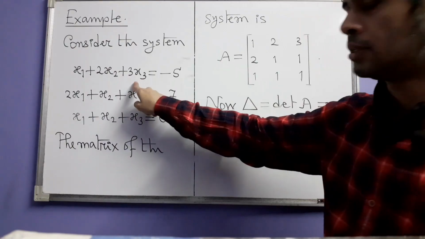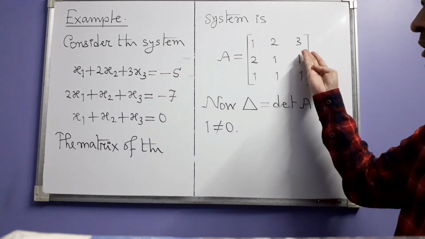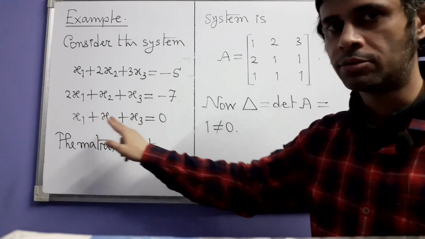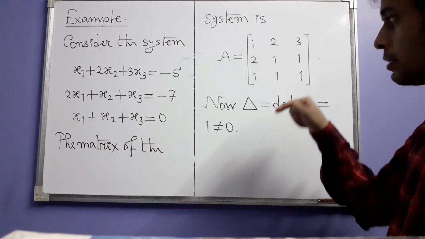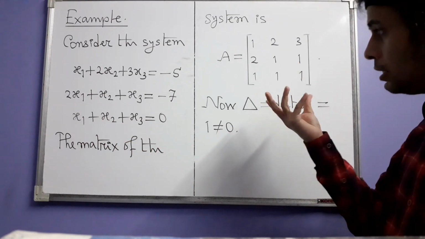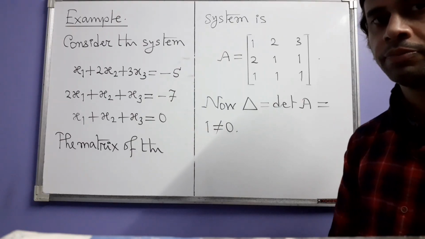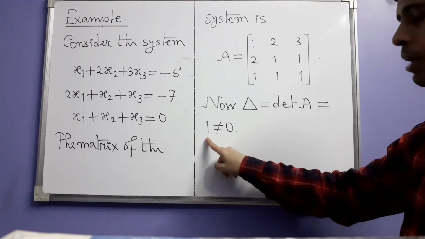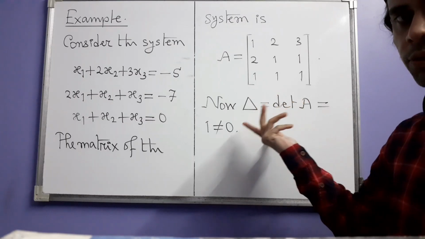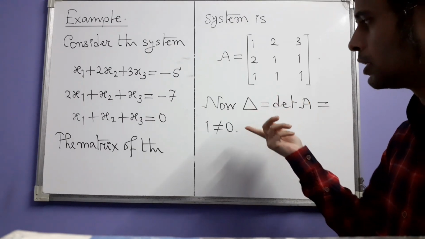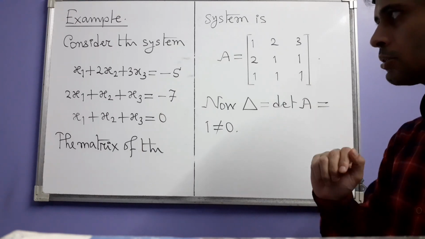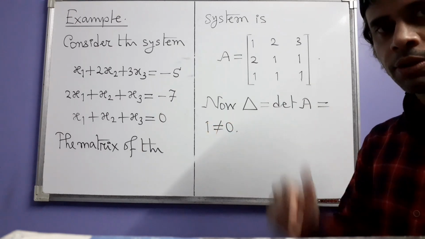1, 2 and 3 form the first row of this matrix. The second row is 2, 1, 1 and the third row is 1, 1, 1. And the determinant of this matrix is the determinant of the system. That is our delta, which in this case is 1. If you apply the school formula for calculating this determinant, you will get 1, which is not equal to 0. So by Cramer's rule, we can now write the solutions.